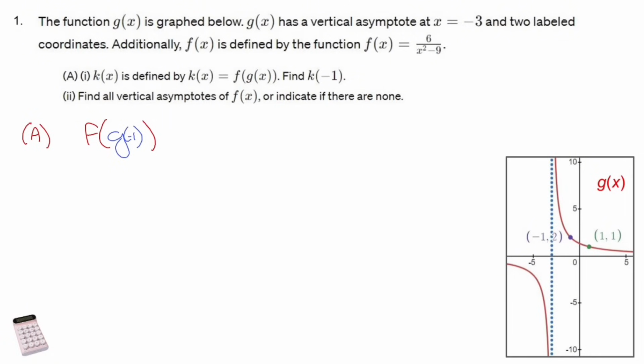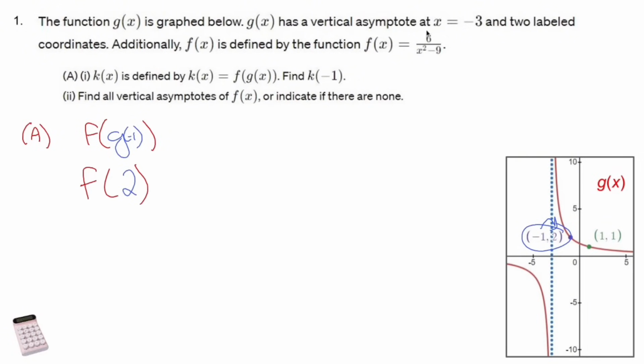So g of -1. What is g of -1? Well, g comes from this graph, and g of -1 is 2. So now I have to find f of 2.